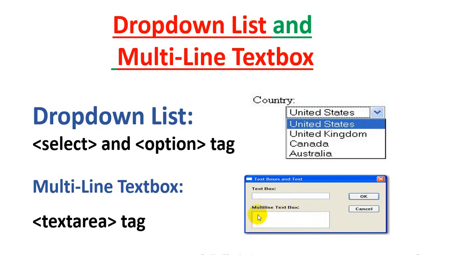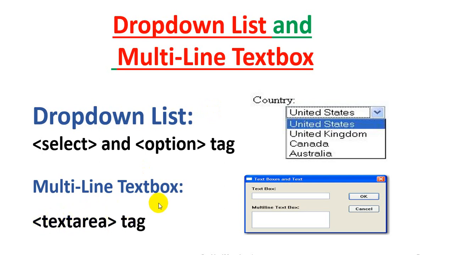Okay, multi-line text box means we will create a text box in which we can insert more than one line, and these lines are specified by using a special attribute, that is the rows attribute. The rows attribute specifies the number of rows which we are going to create inside the multi-line text box. So a multi-line text box is created by using a special tag called textarea.